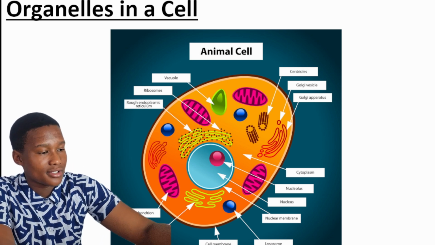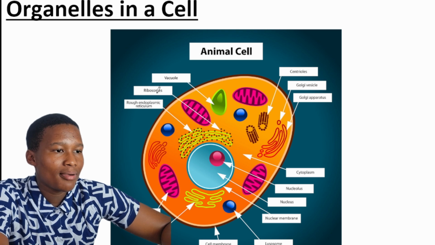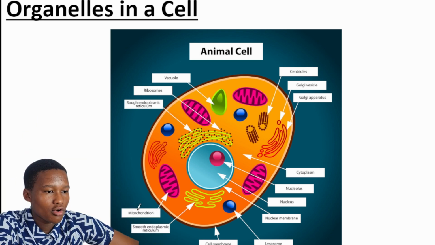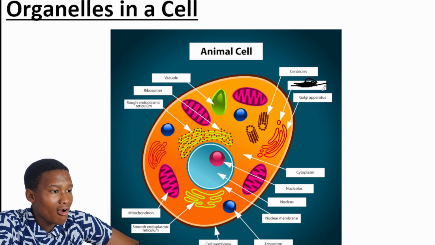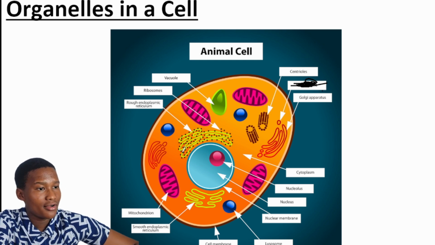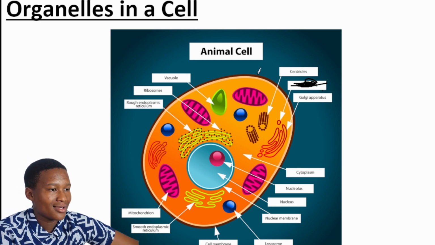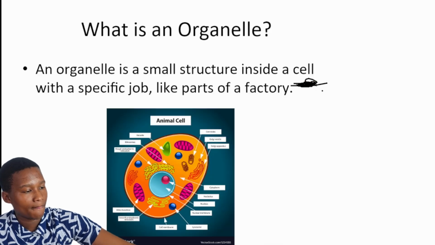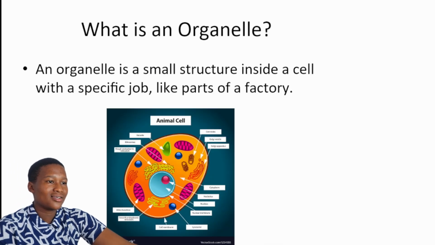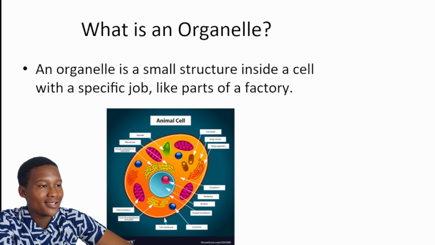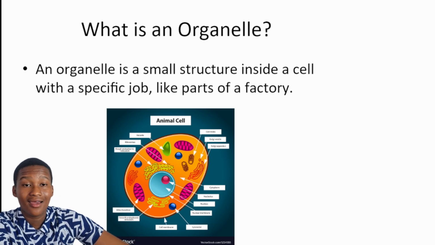They're called organelles. So there's a ribosome, endoplasmic reticulum, mitochondrion, cell membrane, lysosome, nuclear membrane, nucleus, nucleolus, cytoplasm, Golgi apparatus, and so on. These are enough for now for beginner's level. So what is an organelle? An organelle is a small structure inside a cell with a specific job, like parts of a factory, as I explained, but this is another definition.